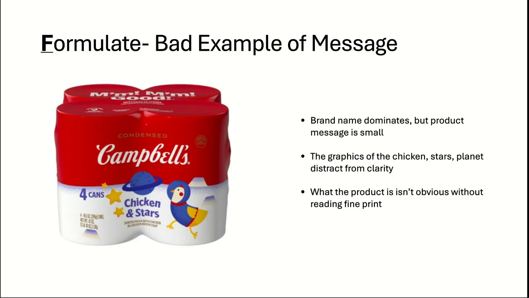So now we have a bad example of message, which I used a Campbell's soup. So the brand name dominates, it's very at the top, but the product message is very small. So the graphics of the chicken, stars, planet distract from the clarity, and the product isn't convincing without reading the fine print. So as you can see, it says chicken and stars, which is the shape of the pasta, but you have to know it's star-shaped pasta with chicken in chicken broth soup.